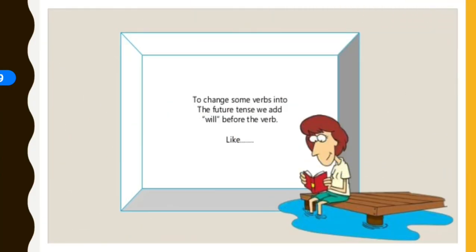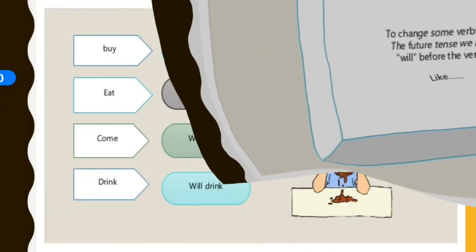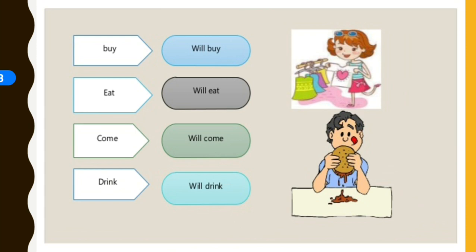So what we have learned is to change some verbs into the future tense. We add will before the verb, like buy. To make it in simple future tense, it will be will buy. And can you frame a sentence in simple future tense now? For example, this girl says, I will buy this t-shirt. Will buy is the verb in simple future tense, right?